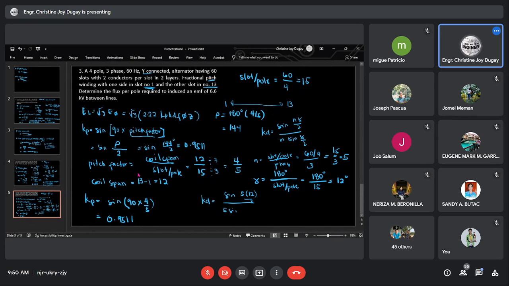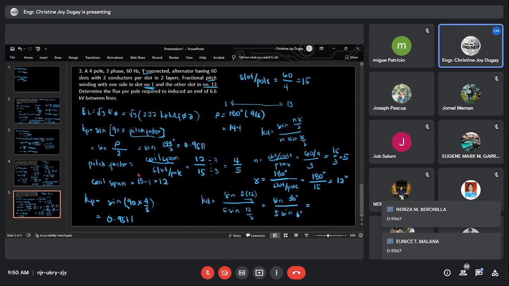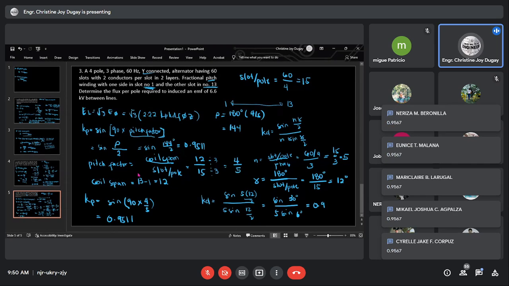So substitution, ang KD ngayon natin, that is equal to sine of 5 times 12 over 2 divided by 5 sine of 12 over 2. So that is equal to sine of 5 times 6, that is 30 degrees, divided by 5 sine of 6 degrees. Ilan po ang value ng KD po natin? 0.9567. Yan po ang lumabas sa calculator ko.